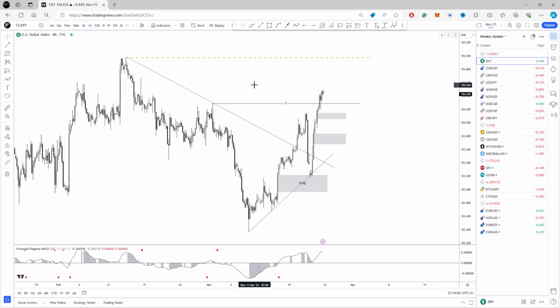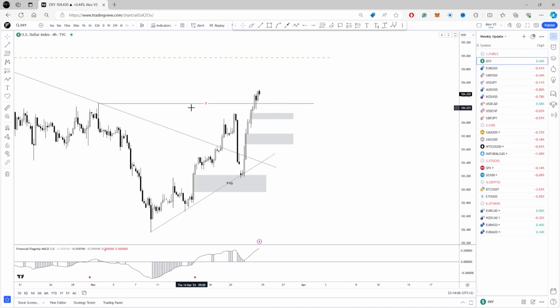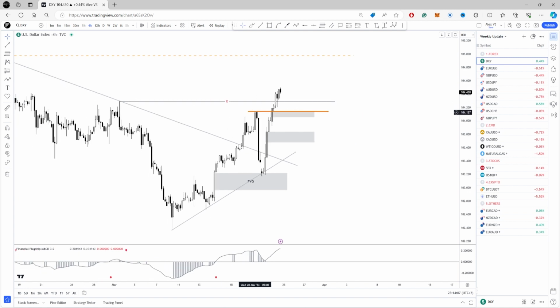Let's get going and start off with the DXY. If you remember last week, we were expecting DXY to break this top here and eventually head towards this liquidity level that we have highlighted on the chart. As you can see, the price dropped after the FOMC, reached this trend line here, and then it continued towards the upside, taking out this top and also this key level that we have highlighted. So as you can see, we have here a liquidity sweep. So next move for DXY is a consolidation.